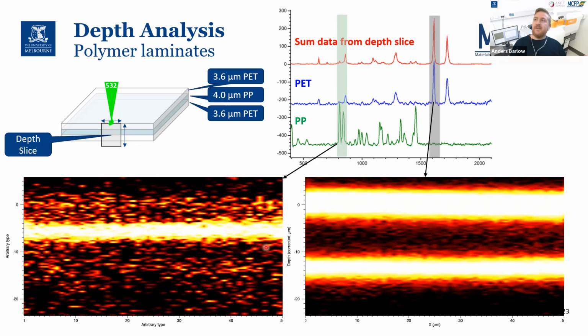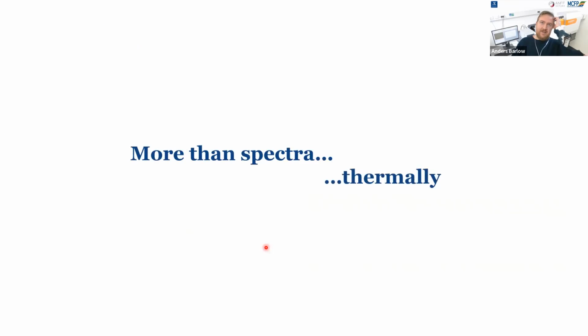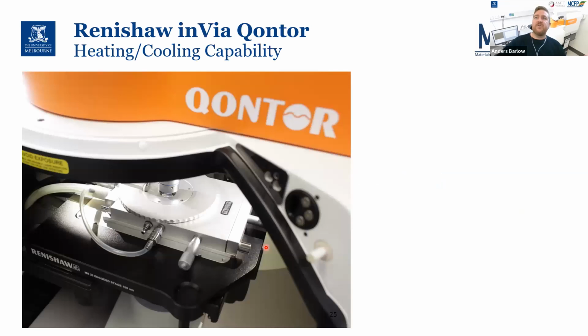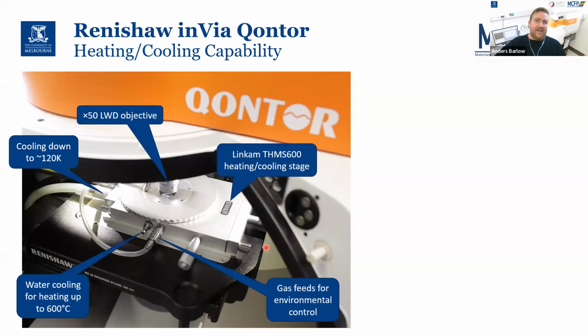Okay, so that was thinking spatially. Now let's think a bit differently, and let's think thermally about what we can do more with our instrument. So here we're talking now about the heating and cooling capability on our inVia using the Lincoln stage that you see here. This is a Lincoln THMS 600, and basically it gives us heating up to about 600 degrees Celsius and cooling down to about 120 Kelvin, or about minus 150 degrees Celsius.